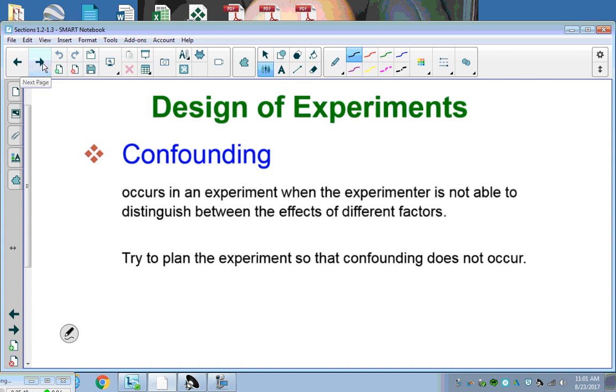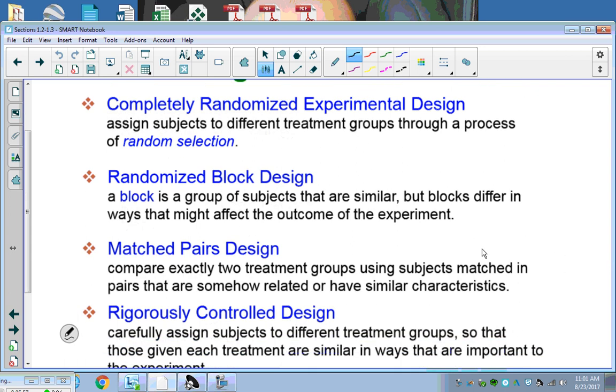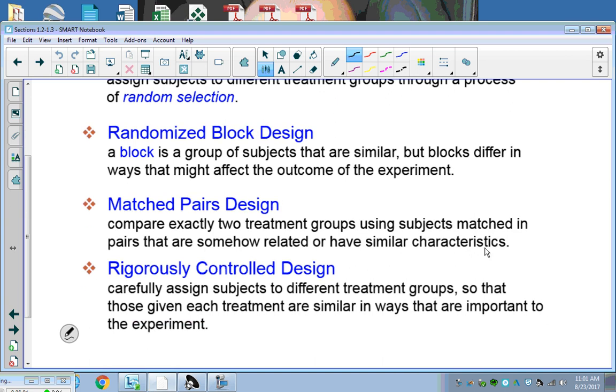Very difficult to plan an experiment that won't have any. So some of the ways we like to control it is to completely randomize the experimental design. We do a randomized block design, matched pairs design, and I'm not going to test you on all these, but I just want you to know what different designs there are, and very rigorously controlled design.